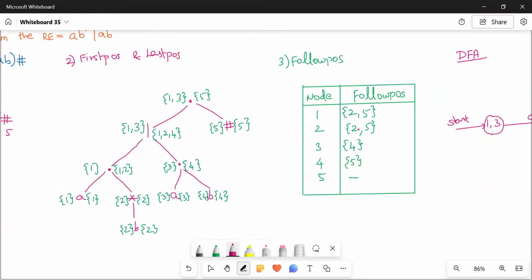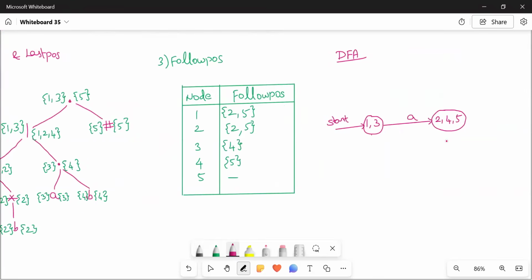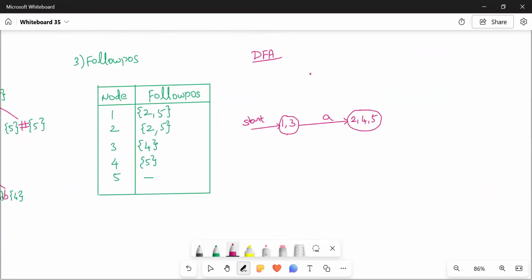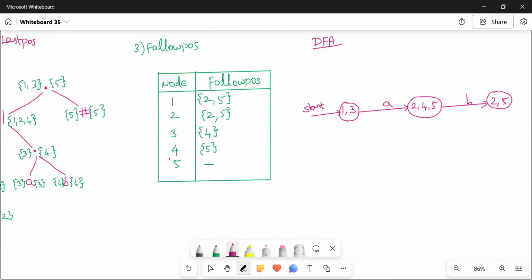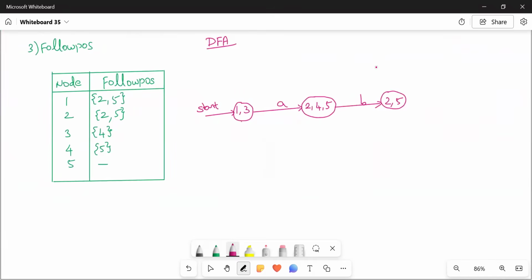Then in 2, 4, 5, B appears in 2 and 4. Now find follow position of 2 and 4. It's 2 and 2 comma 5. So 2 comma 5 is a new state, and from 2, 4, 5, B goes to 2, 5. Then in 2 and 5, there is no A, so there is no transition on A. Now B. In 2 and 5, B appears in 2. Follow position of 2 is 2 comma 5 itself. So it is a self transition.